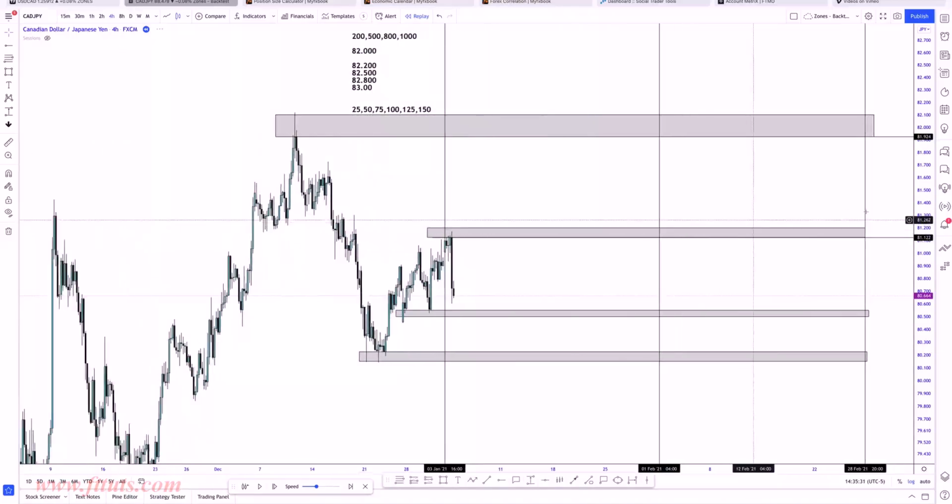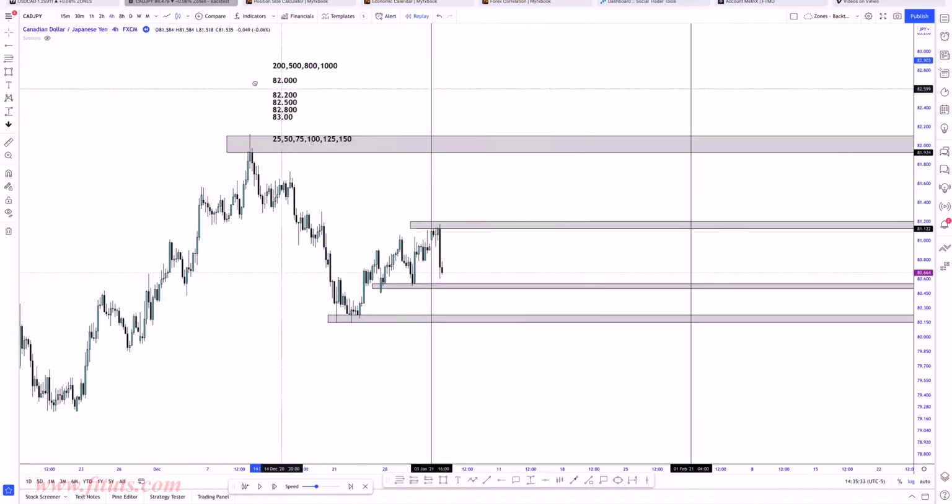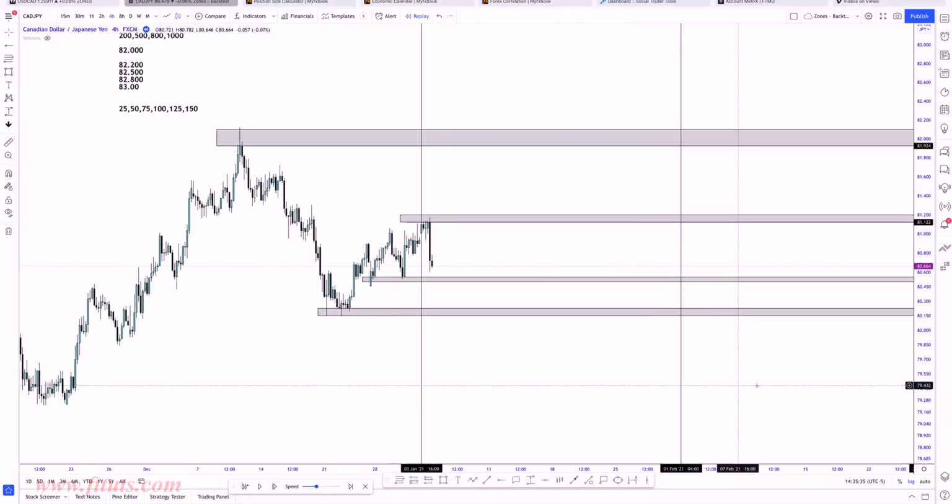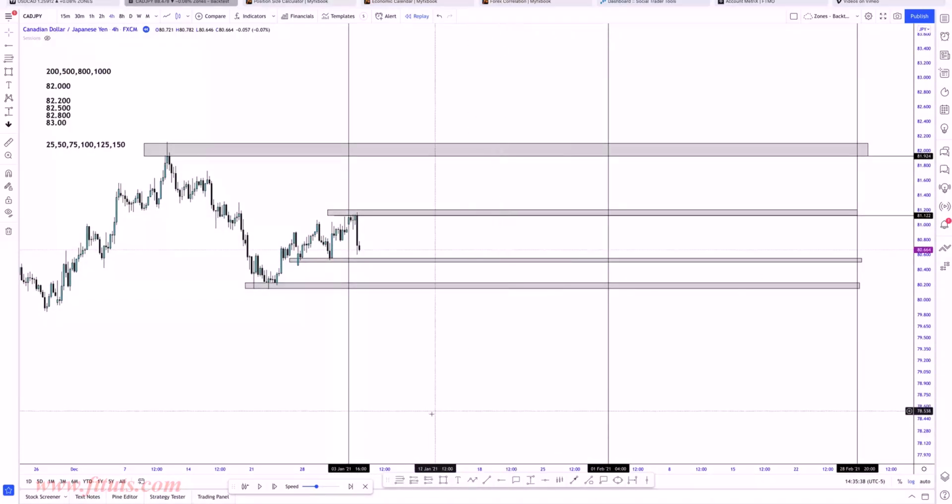All right, so what we're going to do is we're just going to play price, and see how price moves from level to level. Okay, we're not going to be taking any entries, that will come later. We're just going to get a basic understanding of how price moves from level to level. So let's hit play price.